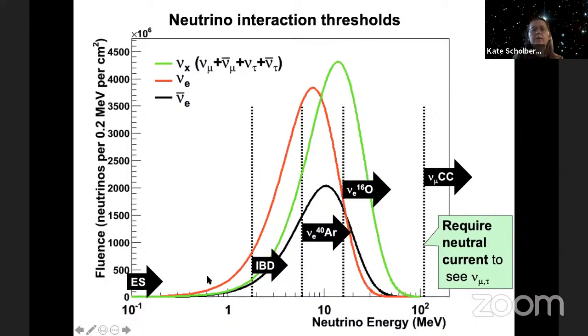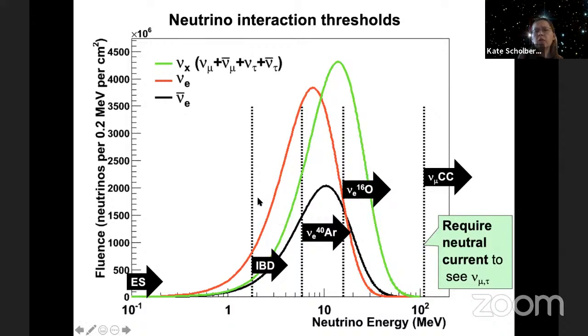And so here, I've got now a log scale x-axis. These are the spectra that you expect for electron neutrinos in red, for electron antineutrinos in black, and in green is the other flavors. And you can see they're all less than 100 MeV. So there might be a tiny tail greater than that, but it's really all less than 100 MeV.